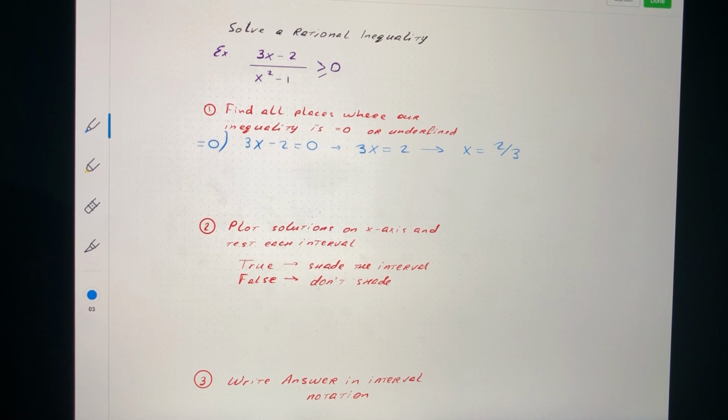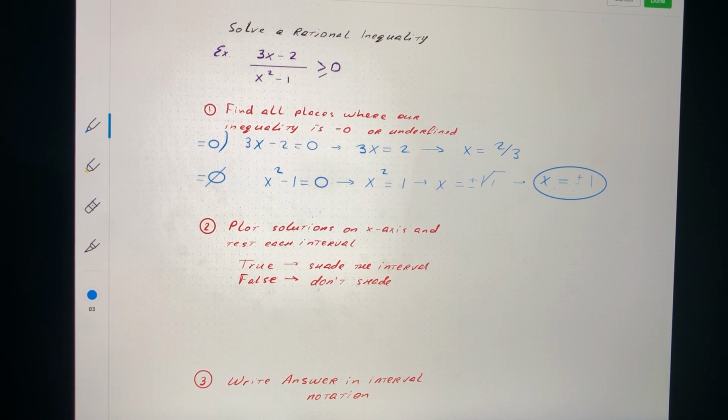Now, the next part is the place that is undefined. Undefined is impossible, and that happens if we try to divide by 0. So if we look at the denominator, x squared minus 1, if that happens to be 0, that would be impossible. So when does that happen? If we add 1 to both sides, we get x squared equals 1. To cancel the square, we use square root. And each time we take a square root, there is a plus minus in front of it because there will be two solutions. The square root of 1 is 1, so we get plus and minus 1. So there are two places that are impossible for our inequality, and that is plus and minus 1.